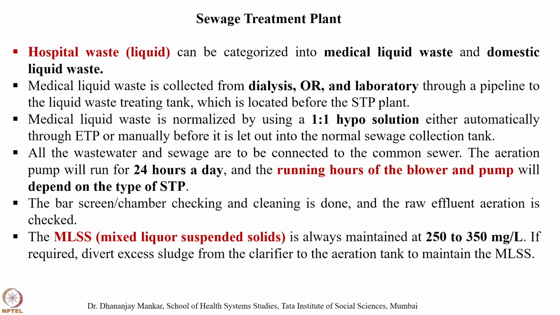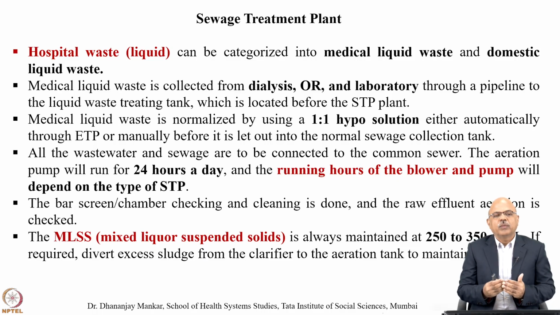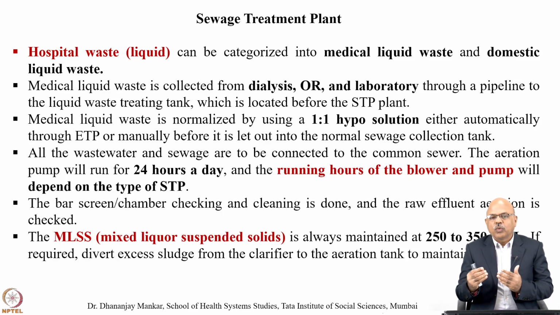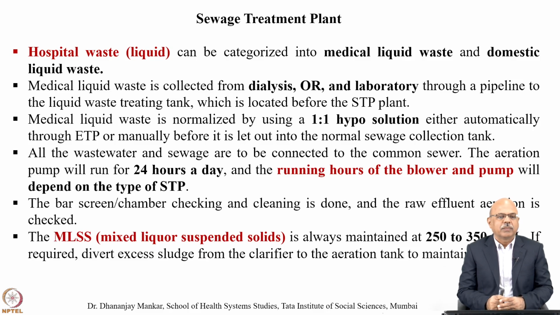In the sewage treatment plant, we can say that hospital liquid waste can be categorized into medical liquid waste and domestic liquid waste. Medical liquid waste is collected from dialysis, OR, that is operation rooms, and laboratory through a pipeline to a liquid waste treating plant, which is located before the STP. Medical liquid waste is normalized by using 1:1 hypo solution, either automatically through the ETP or manually, before it is let out into the normal sewage collection.